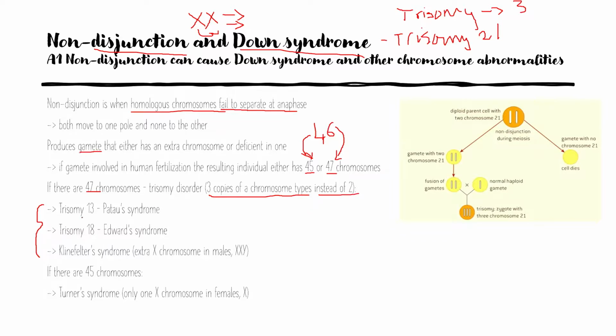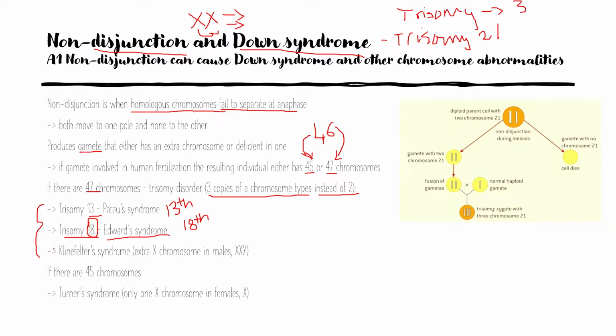So trisomy 13 is something called Patau syndrome, and this is just having 3 copies of the 13th chromosome instead of 2. And Edwards syndrome, which is trisomy 18, is essentially just 3 copies of the 18th chromosome instead of 2. And the number after trisomy essentially just indicates the chromosome number being affected.